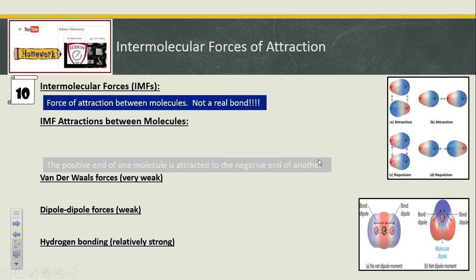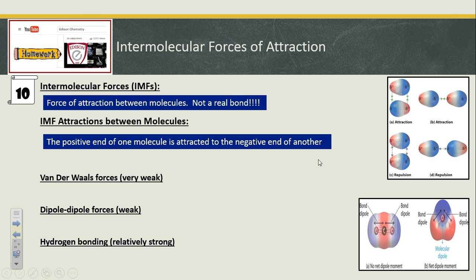And here's what the IMF attraction between molecules is. The positive end of one molecule is attracted to the negative end of another. So just like the north end of a magnet is attracted to the south end of another magnet, molecules do the same thing, except we call them partial positive and partial negative because of the distribution of electrons. If one side of the molecule has more electrons, we call it partially negative. The other side has fewer electrons hanging around it, so we call it partially positive.